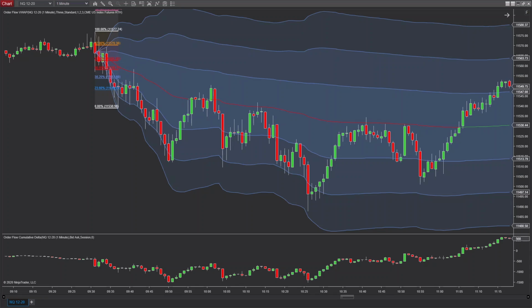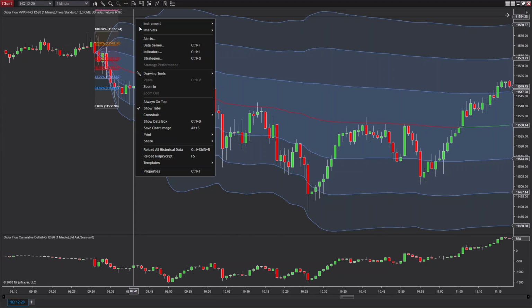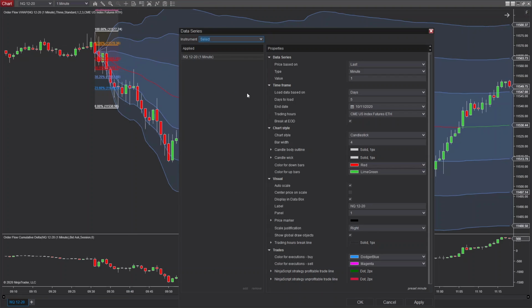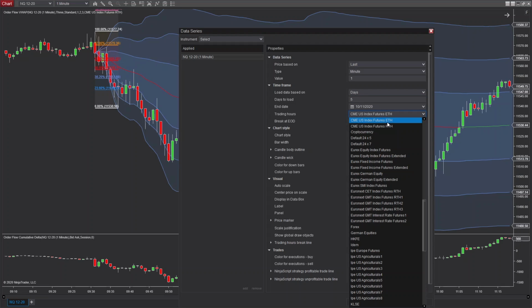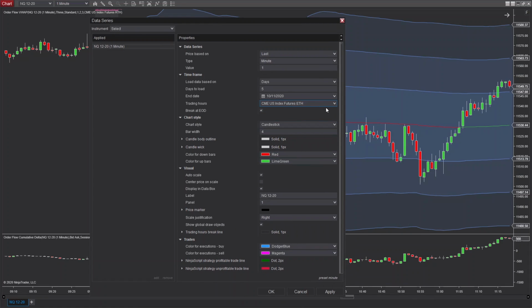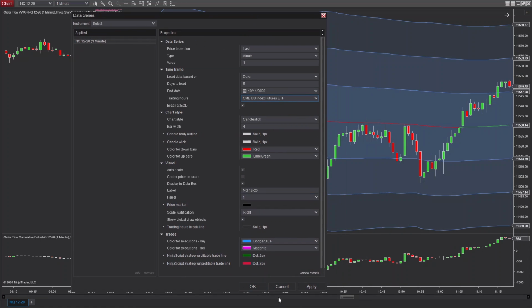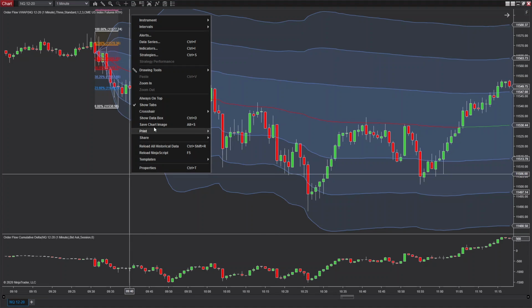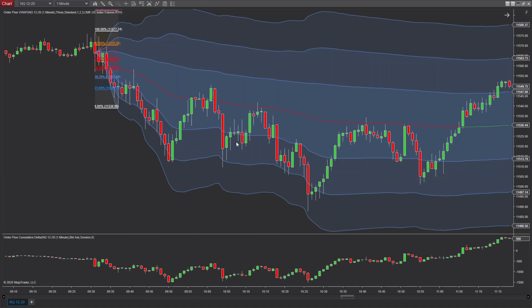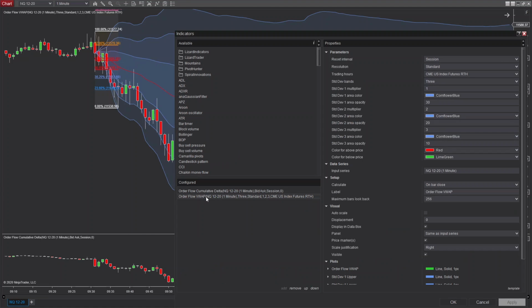Question from Trader Rico: how do you anchor the VWAP to the start of the day? Sure, so if you go to your data series on the chart, you see that I have 5 days. Let me see here. Actually, this is set. This should be set to RTH, but it's ETH, but it's not affecting it, possibly because the indicator settings are overriding that. So let's go to the indicator, order flow VWAP.